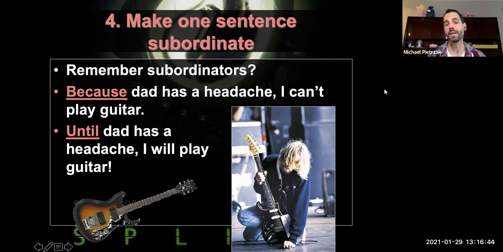Or maybe we don't need "because." We could say, until Dad has a headache, I will play guitar. We flip the idea around, but we're still using a subordinator, "until." And we can do that because both of these ideas about the headache and the guitar go together.